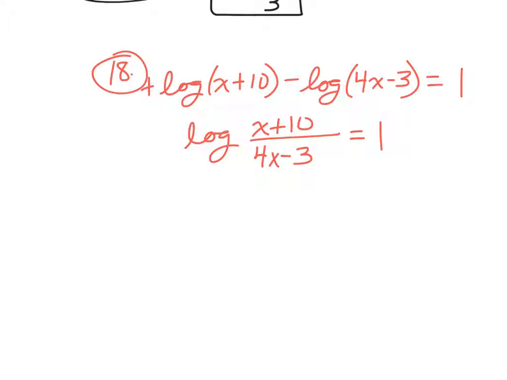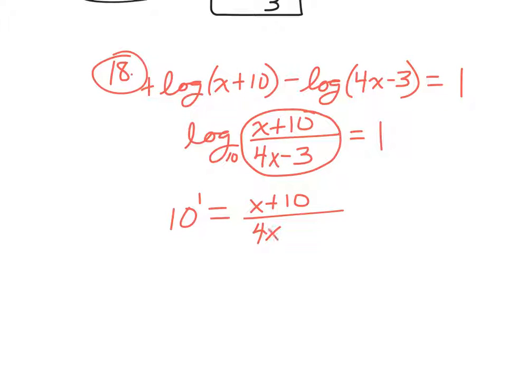Now, this time I cannot cancel logs because I don't have a log over here on the right side. So this is the one where we want to rewrite it. And it goes base to power is equal to this stuff. So class, here's my $10 question for you. What's the base on this problem? It's 10, because no base is written, it's a common log, it's 10. Good. So this 10 to that power of 1 has to equal this stuff. X plus 10 over 4x minus 3.